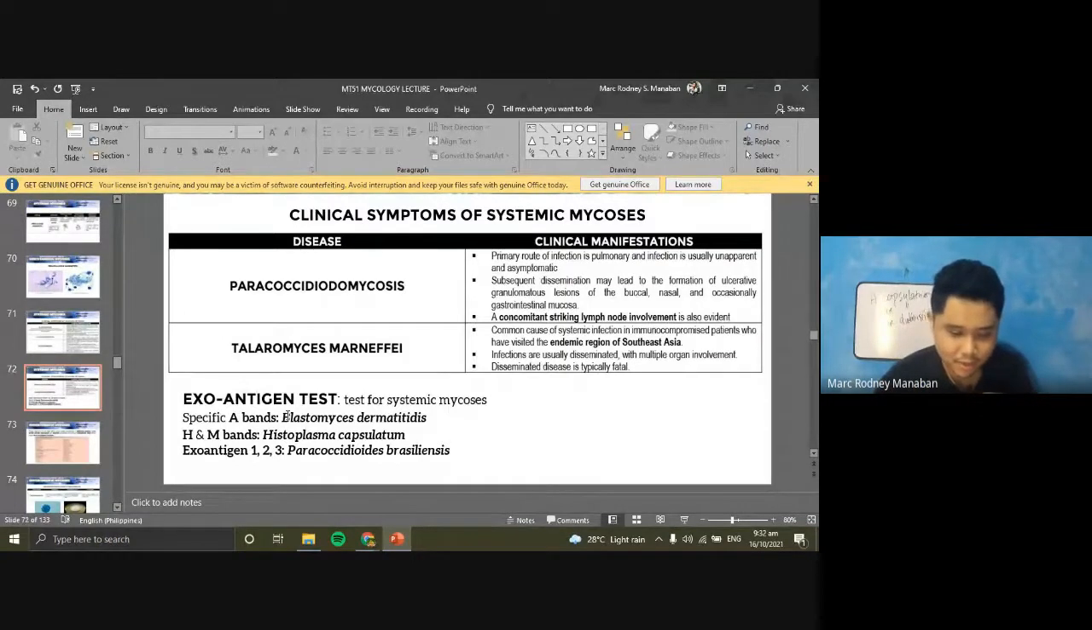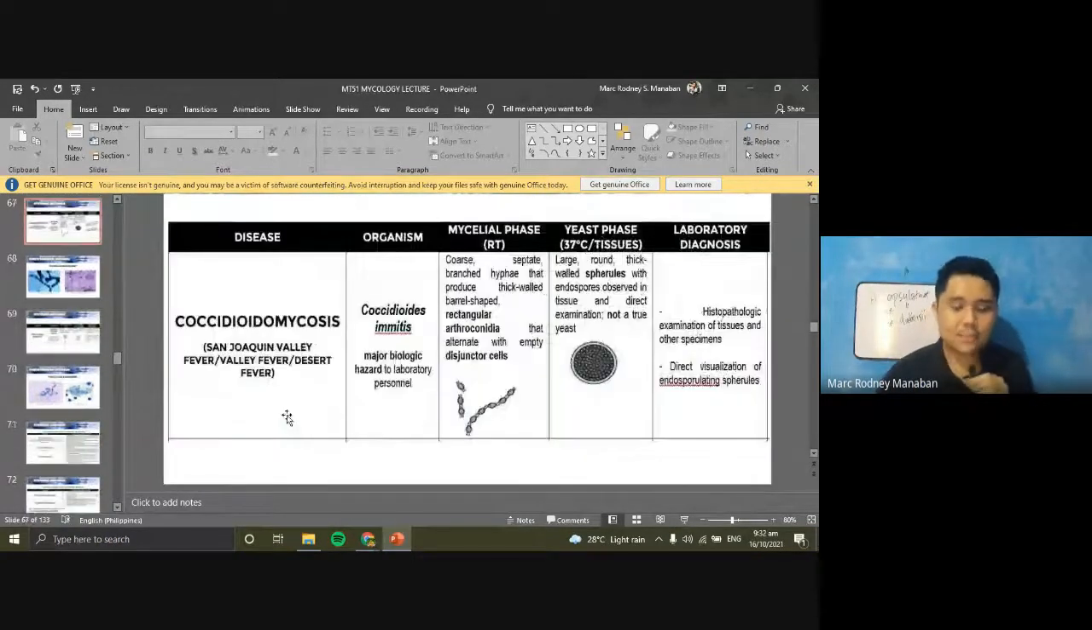Sorry, I forgot to mention Coccidioides immitis. Usually you get it from soil, soil enriched with pigeon droppings. Please take note: soil with a lot of pigeon droppings. Pigeon droppings, okay? Again, the soil becomes enriched with pigeon droppings.